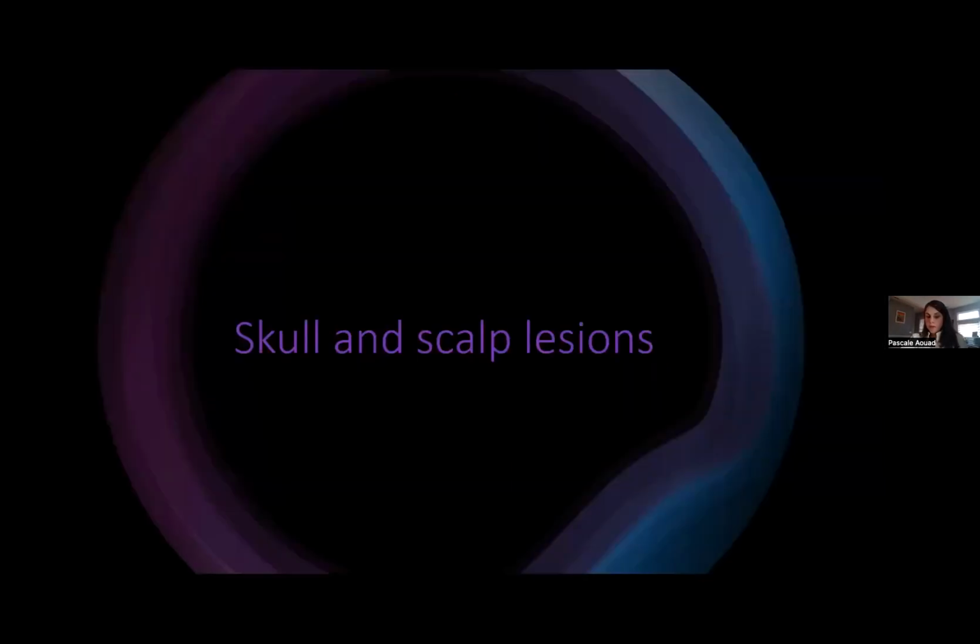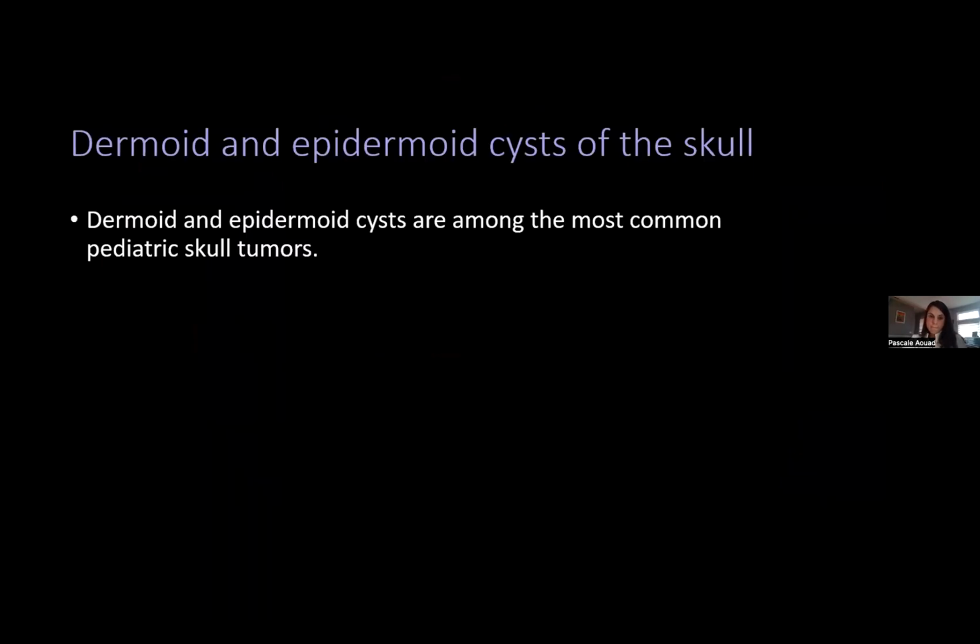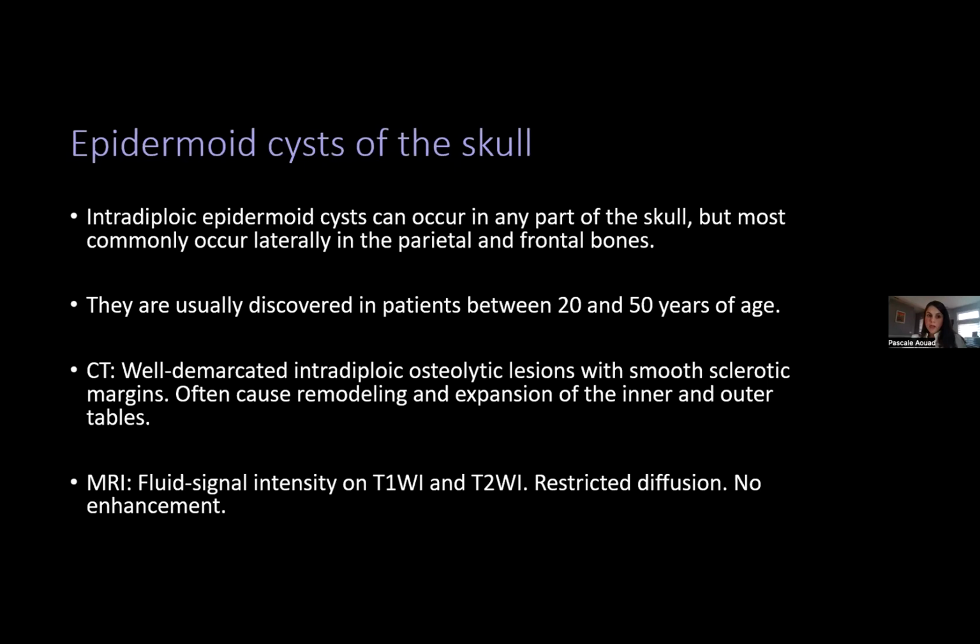Next, we'll talk about dermoid and epidermoid cysts that can occur in the skull and scalp. So dermoid and epidermoid cysts are among the most common pediatric skull tumors. They can occur either in the soft tissues or in the skull itself.